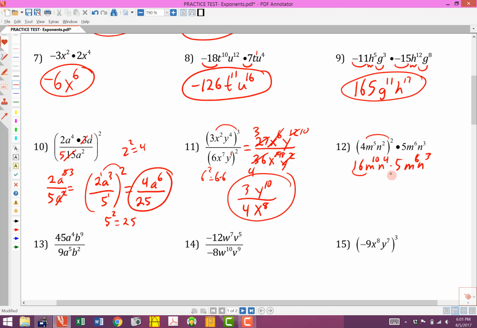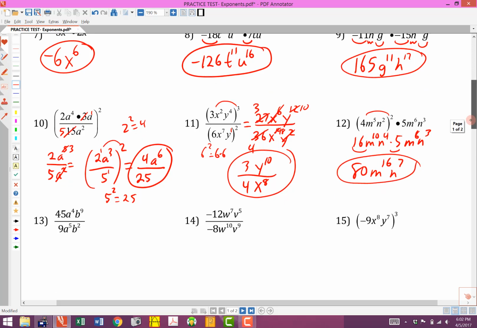We'll multiply the numbers together. If you multiply 16 times 5, you get 80. We've got 10 here and another 6 here, so that's going to be m to the 16th. We've got 4 here and 3 here, so that's going to be n to the 7th. So there's our answer on that one.